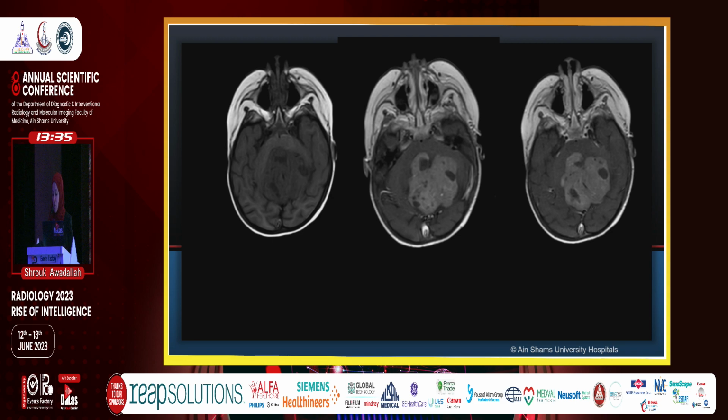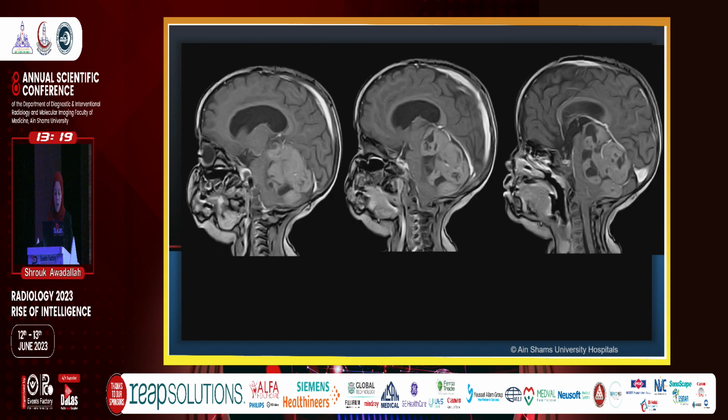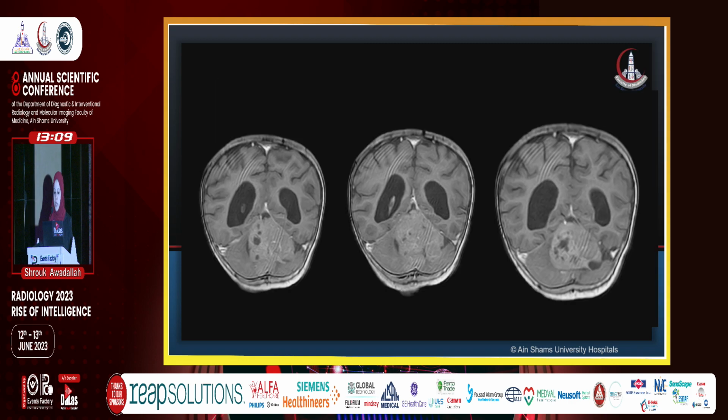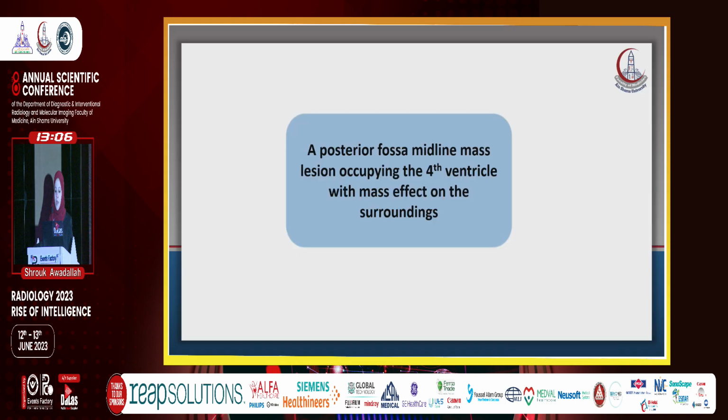The axial T1 weighted images pre-contrast showed a large mass lesion with low signal intensity and areas of cystic degeneration, and the post-contrast T1 images showed intense post-contrast enhancement. The sagittal T1 images showed the exact position of the lesion and the mass effect. Also the coronal post-contrast T1 images. So we have a posterior fossa midline mass lesion occupying the fourth ventricle with mass effect on the surrounding structures.